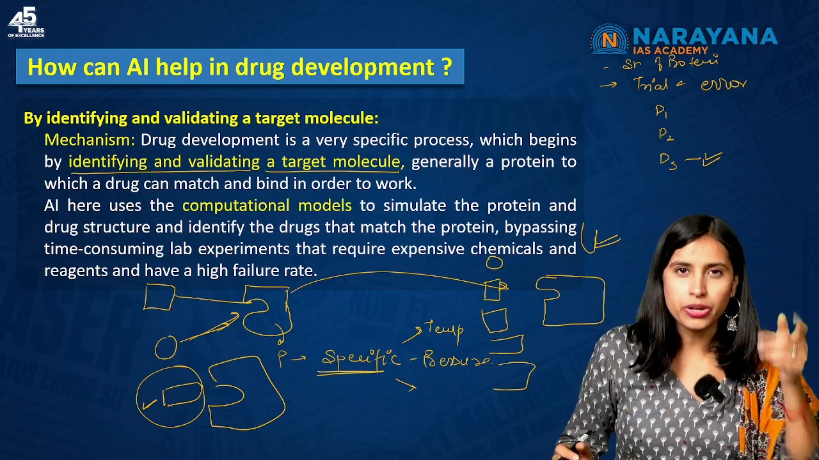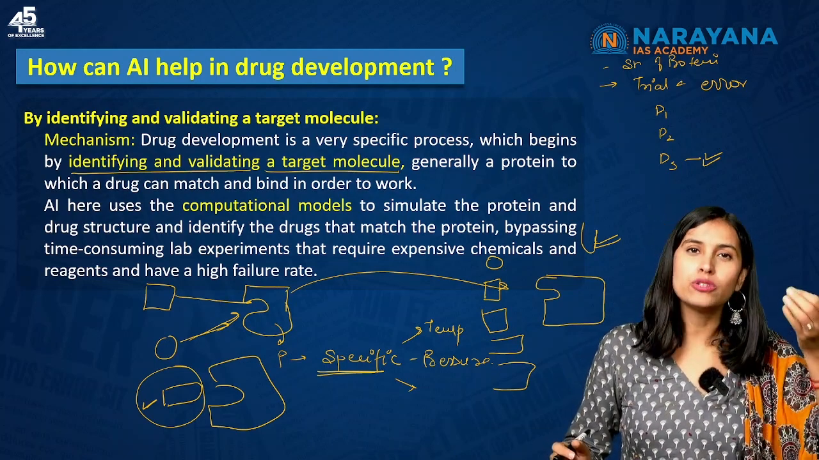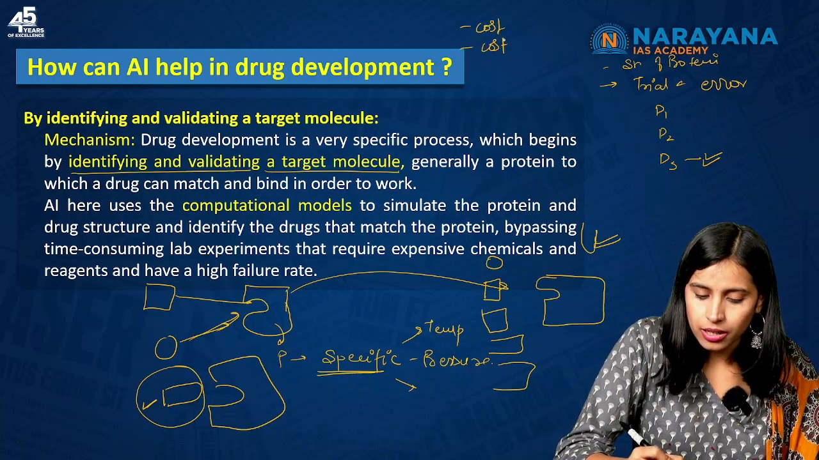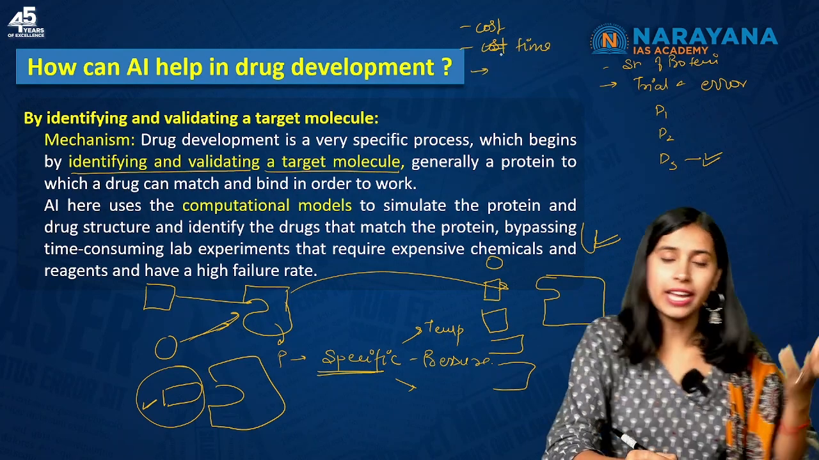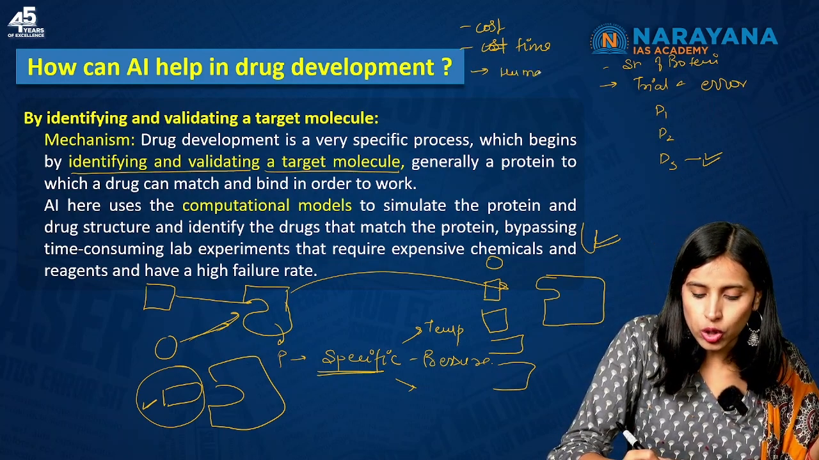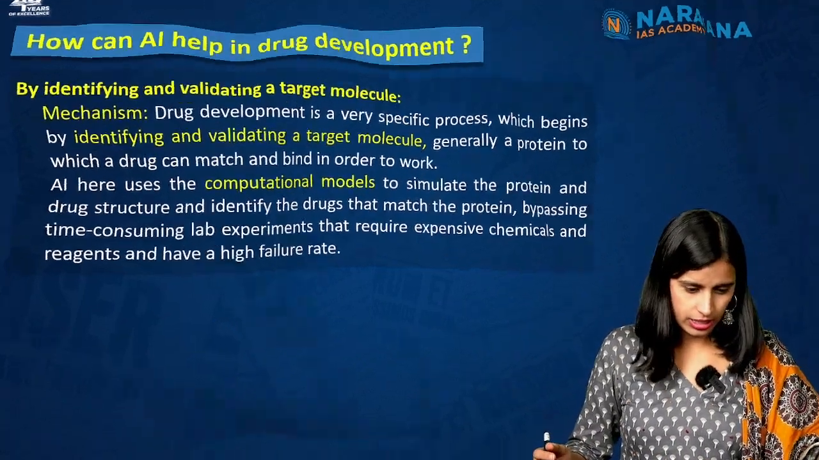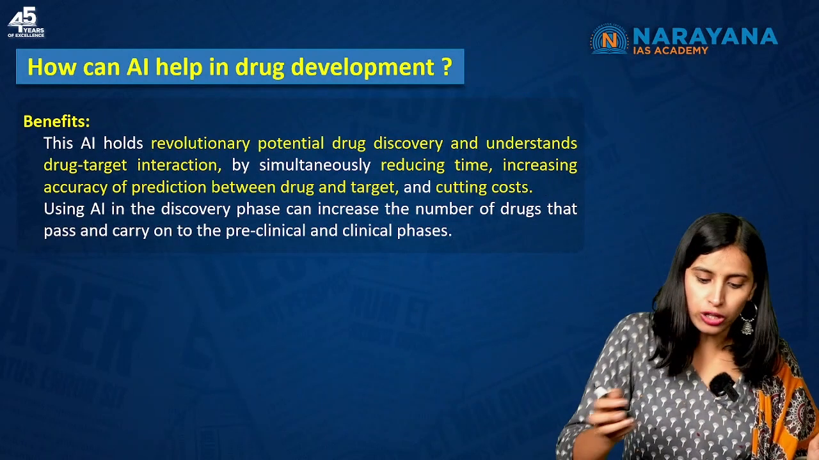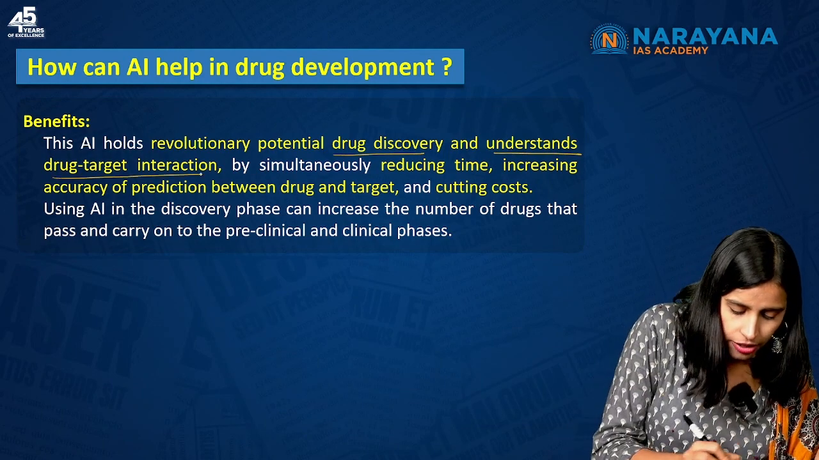So this kind of computational model, your simulation model, can actually reduce your time, your cost, and it can also reduce the requirement of human trials as much as possible. So in this way, it is becoming very efficient. And thus, the benefit of AI here is that it's actually revolutionizing drug discovery and the understanding of drug target interaction.